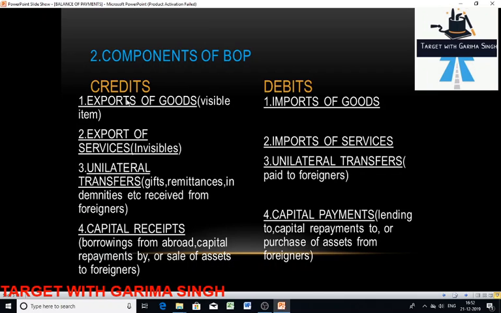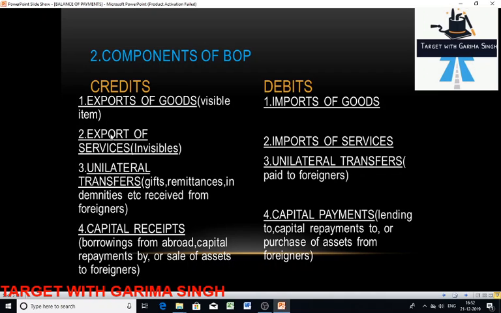First one is export and import of goods only. The first point is export and import of goods. The most straightforward way in which a country can acquire foreign currency is by exporting goods. These are visible items because goods can be seen, touched, and measured.